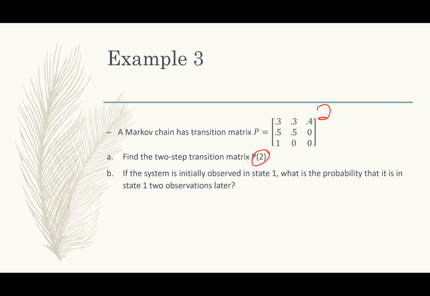It's the 2nd power because it's asking us to use the 2nd power. And let's see what we get. Then we'll answer the question: if the system is initially observed in state 1, what's the probability that it is in state 1 two observations later? So we'll get to that momentarily, but let's go ahead and type this in the calculator.